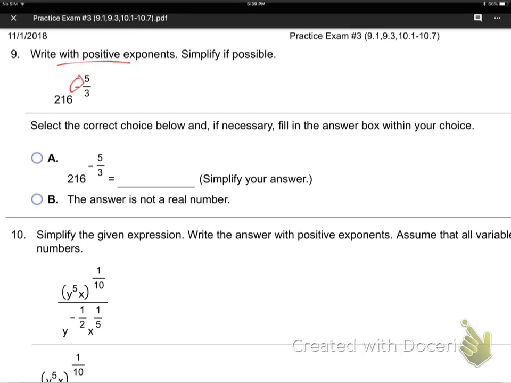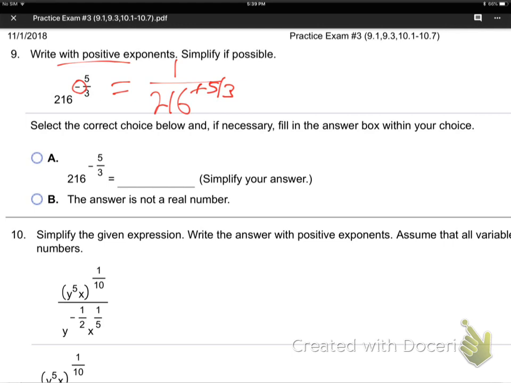So a negative power, what does that do? It flips it underneath a 1, 216, and then the power becomes positive. Is that good so far? A negative power jumps, it's negative, it's unhappy where it's at. It jumps to the other side of the fraction, then becomes positive.